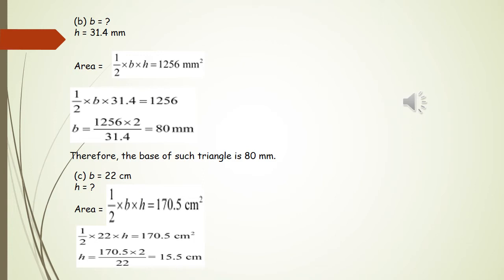Part C, once again base is given and height has to be found. Area is equal to half into base into height, that is 170.5 centimeter square. So half into 22 into h is equal to 170.5 centimeter square. Height is equal to 170.5 into 2 by 22, that is equal to 15.5 centimeter. Now these calculations you have to practice.